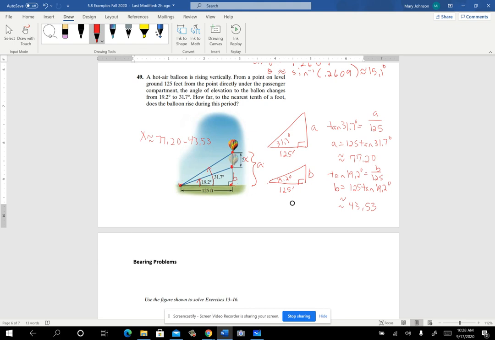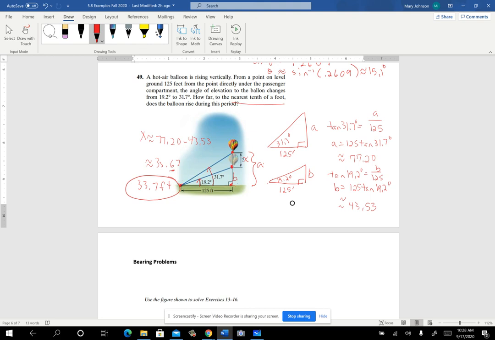And I wind up with 33.67 about, and it said how far to the nearest tenth of a foot. So I'll round to there. So that would be 33.7 feet. And there you have it.